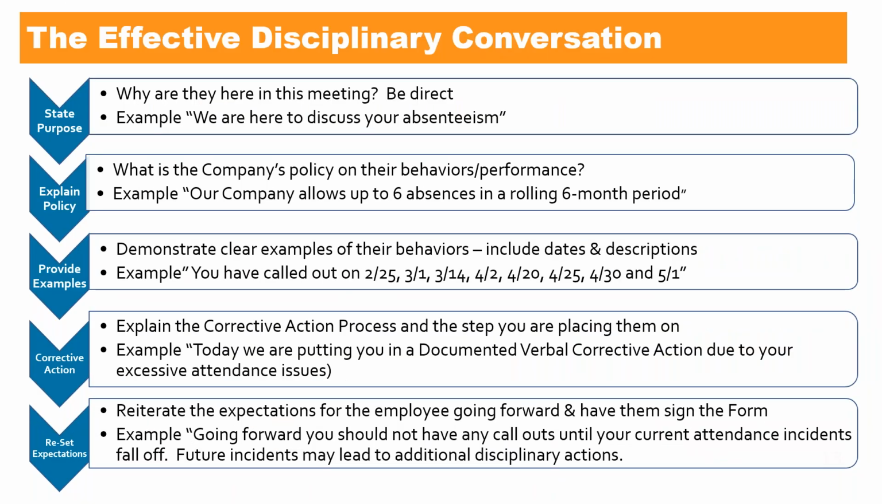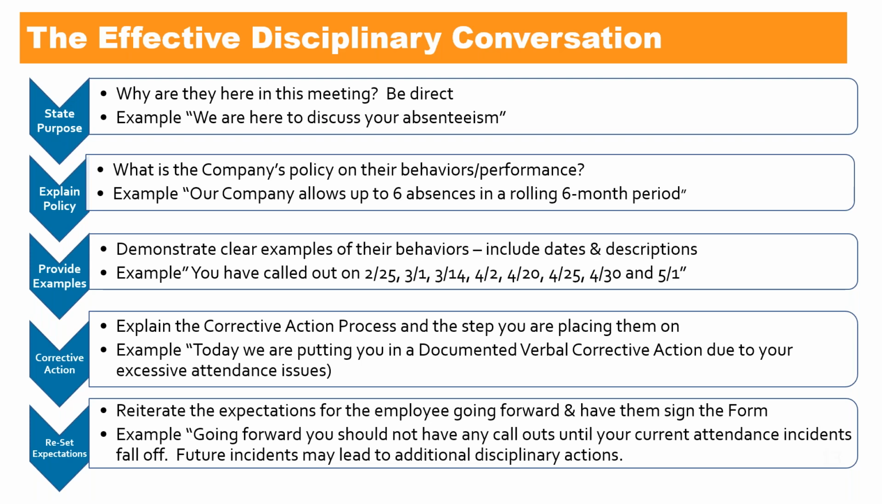All right, so what does an effective disciplinary conversation even look like? And how does the corrective action form play a part? Well, there are 5 main steps to an effective disciplinary conversation. Step 1 is stating the purpose of the meeting. Be direct and let the employee know why they're there. It's as simple as saying, we're here to discuss your recent absenteeism issues.